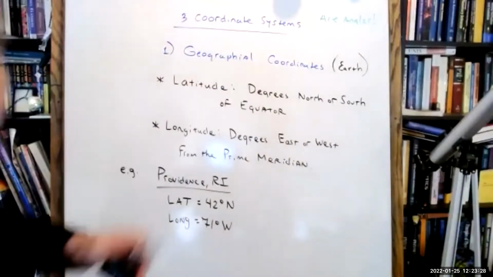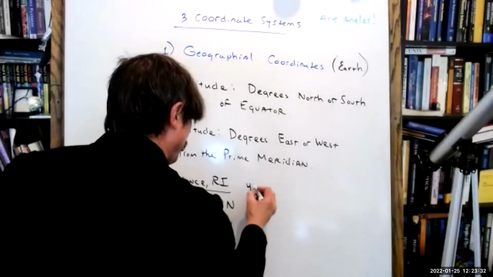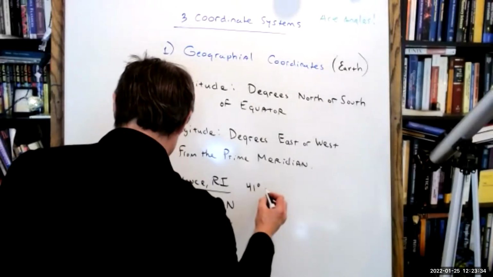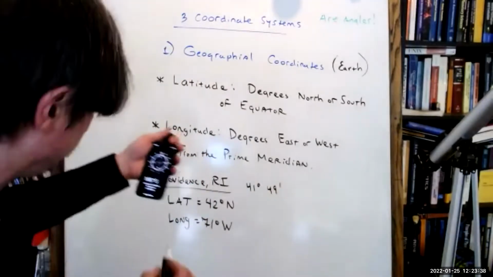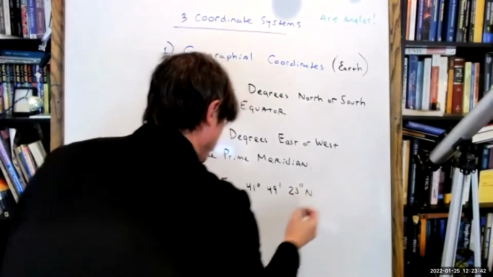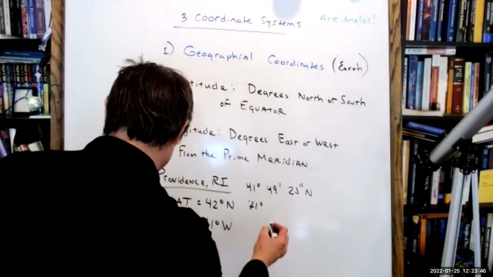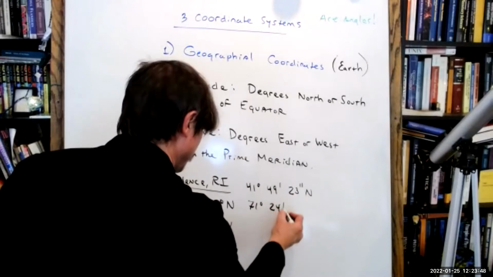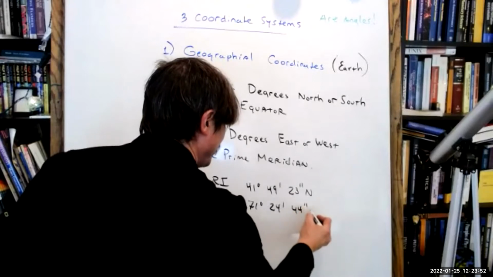So if you want to take a peek here, my exact coordinates are 41 degrees north, 49 minutes of arc, and 23 arc seconds north. And for a longitude, I have 71 degrees, 24 minutes of arc, and 44 arc seconds west.